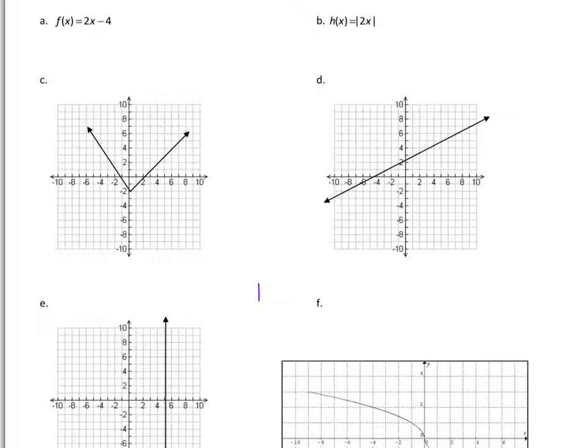Let me see if I can draw a better graph for you. That one was a little sloppy. All right. Here's my grid. So absolute value comes down to a point at 0, 0, and then goes back up again. And this one's absolute value 2x. That just means that it's going up a little faster, a little steeper than a regular absolute value.